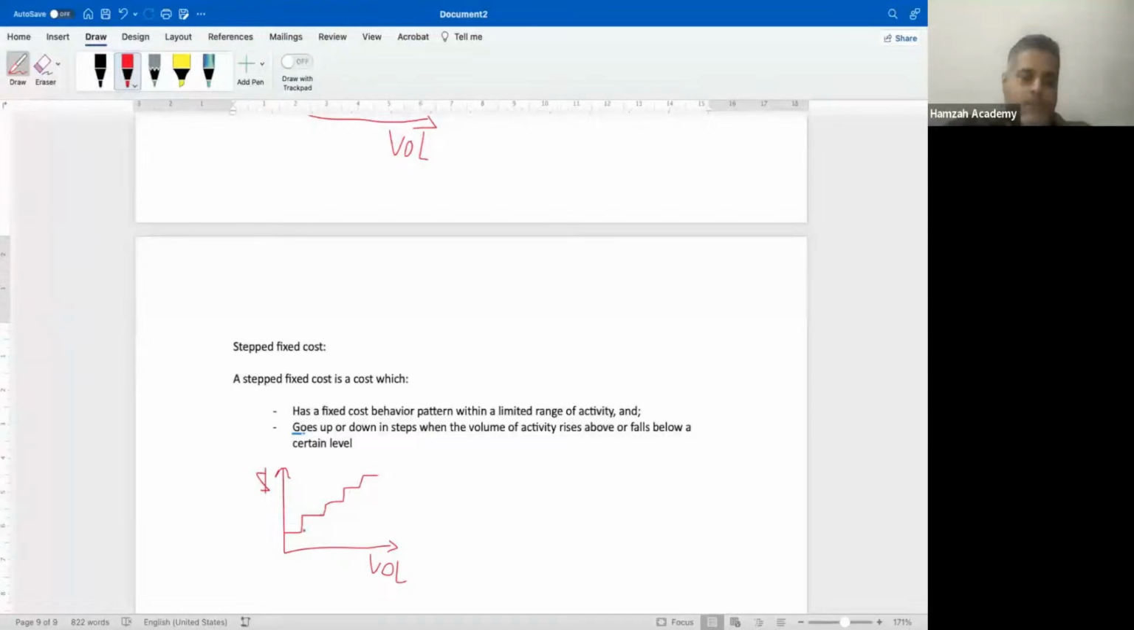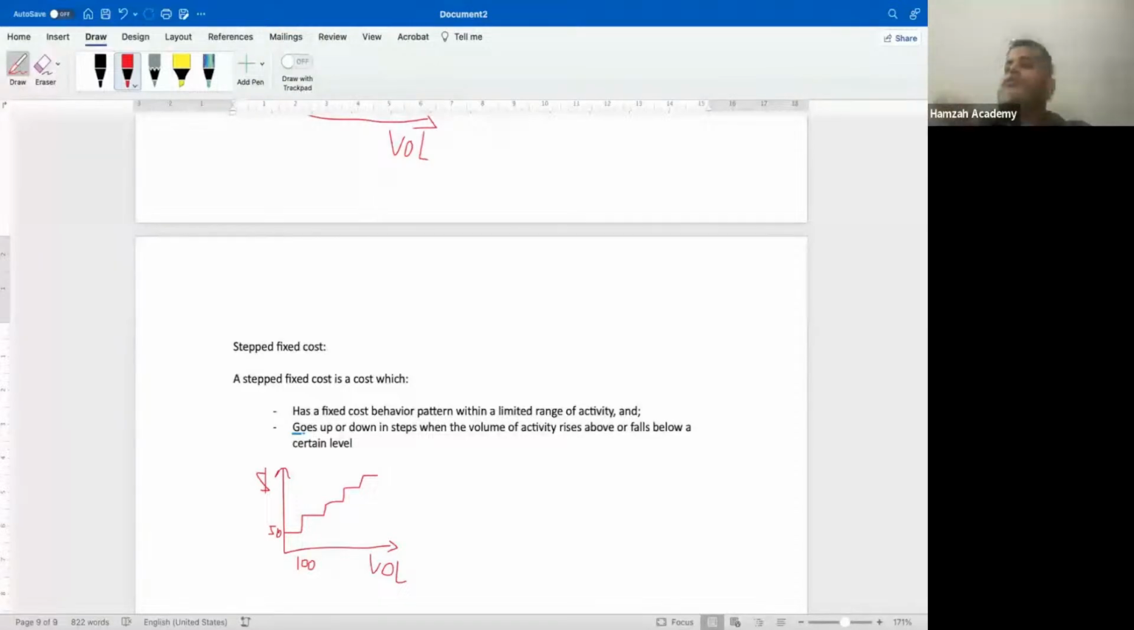See? So the shape is like a step. Now, for example, for 100 units, you have to spend $50 to get a warehouse, right? And that warehouse has a capacity of exactly 100 units. So obviously, if you make 100 units, you need to have one warehouse, right?